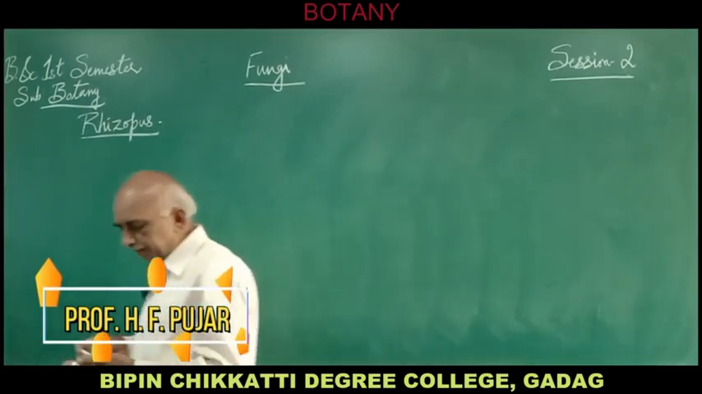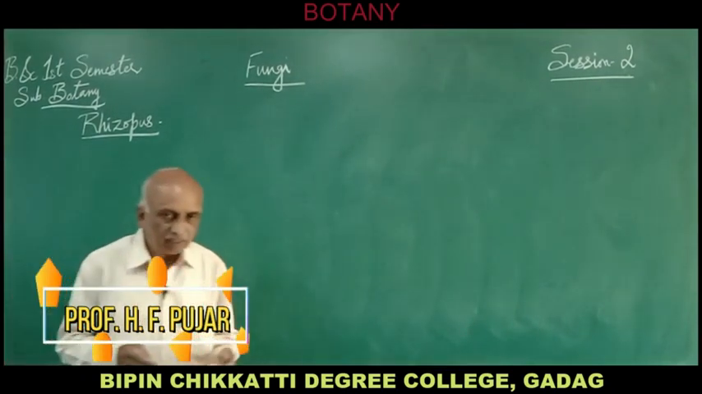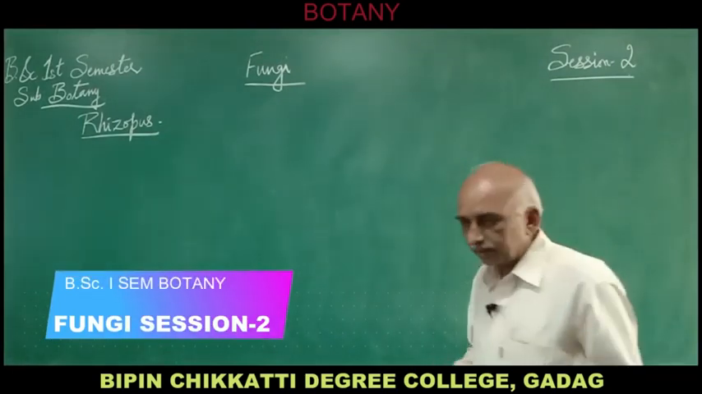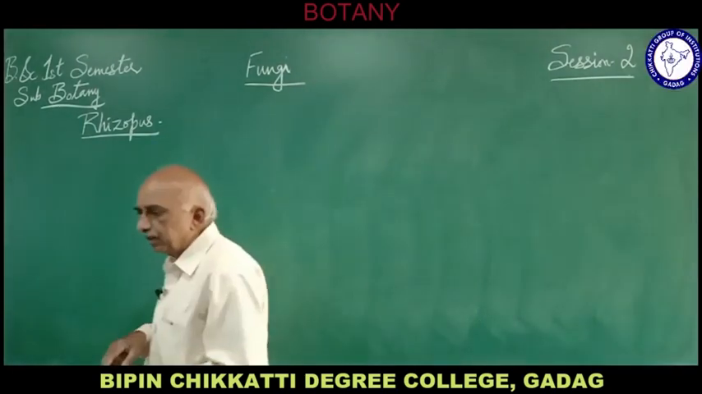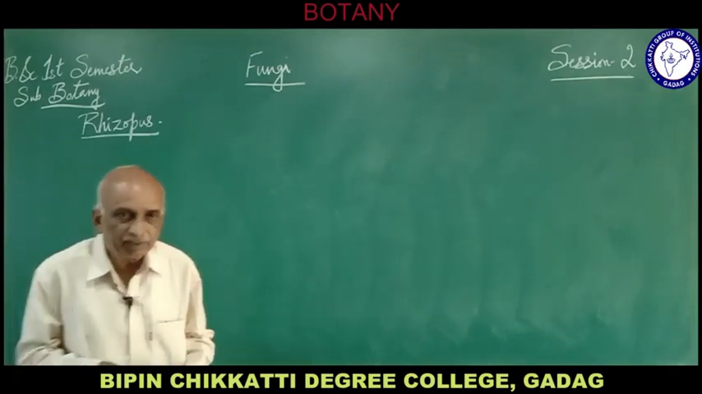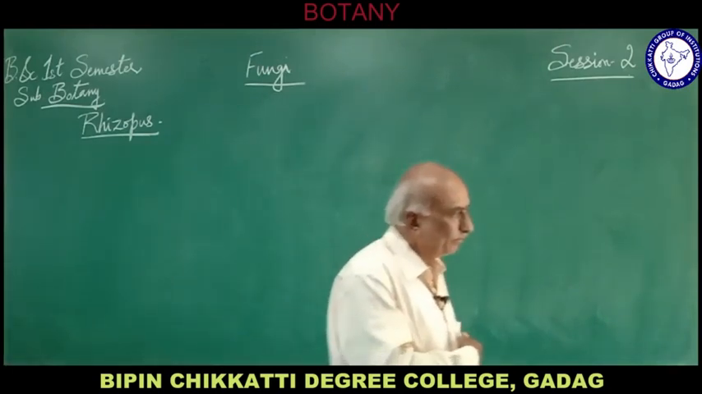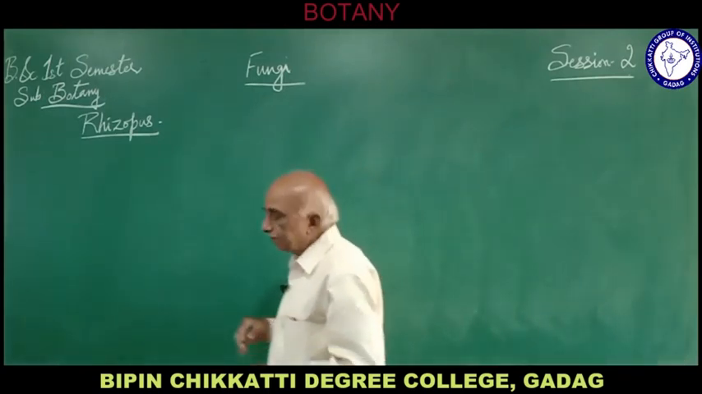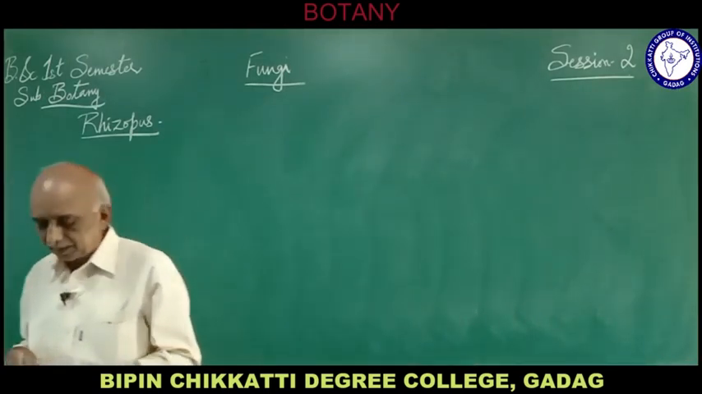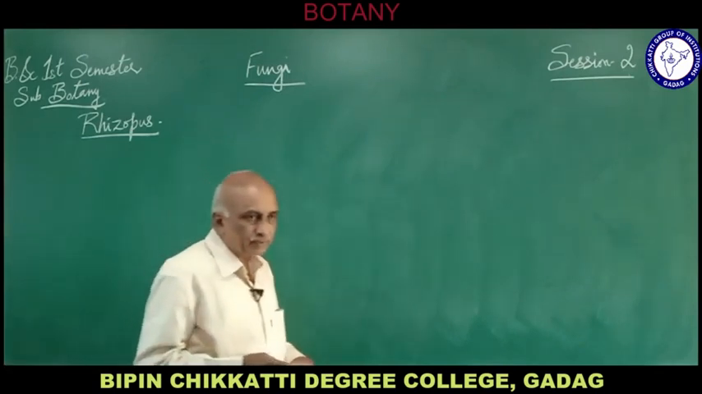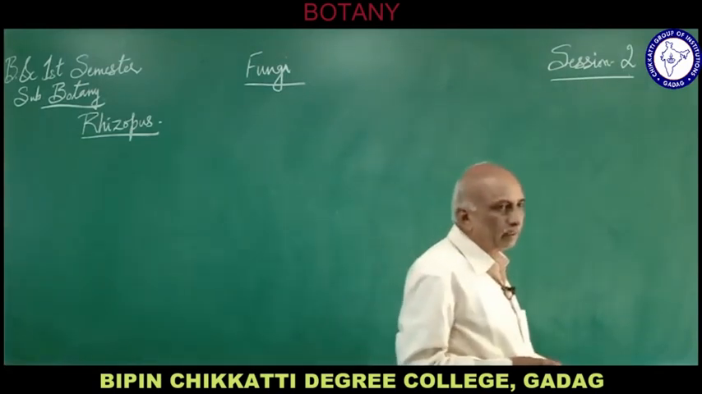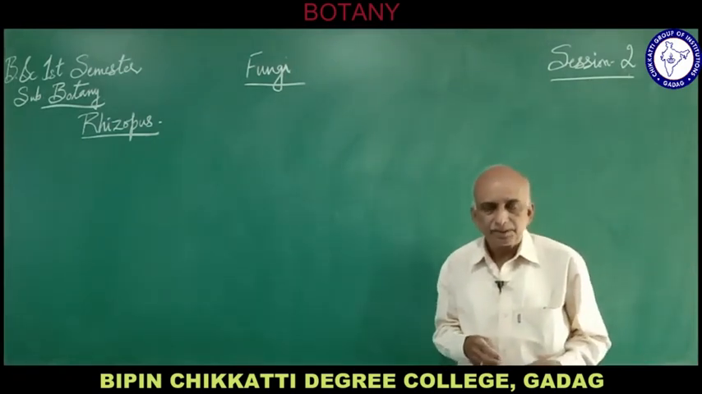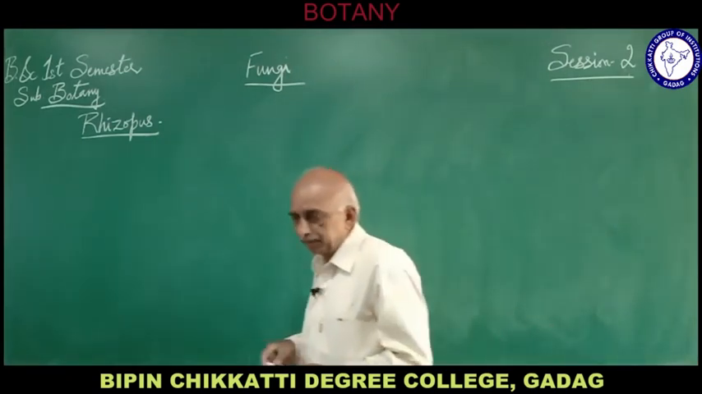In the fungi group, we have studied the general characteristics, the type of thallus, reproduction, and classification. So in the continuation of this fungi, we shall study one typical example coming under class Phycomycetes. Already we have studied the classification. Fungi are divided into Phycomycetes, Ascomycetes, Basidiomycetes, and Deuteromycetes.